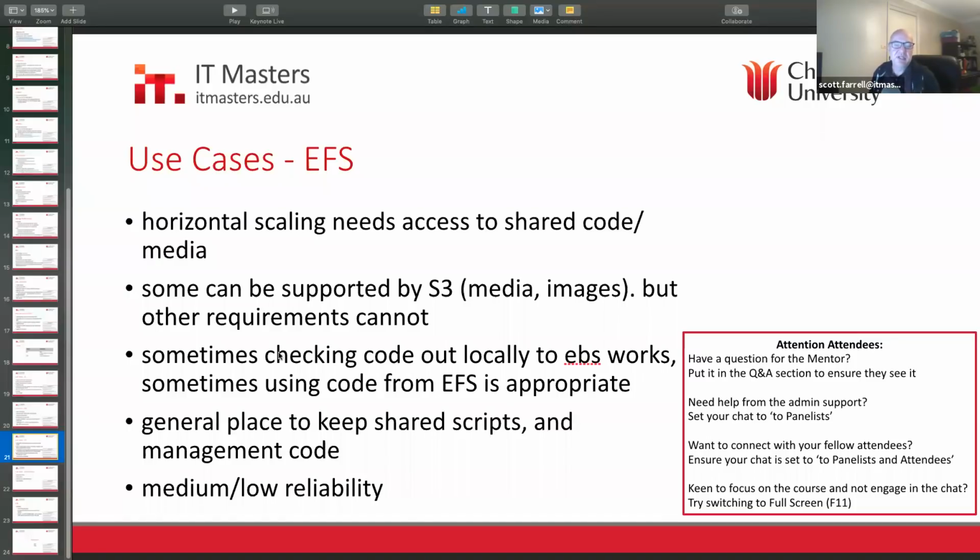All right. So, remember we talked about you could locally check out your code, but you could also have your code sitting on EFS to execute it from there. So there's 2 different approaches.